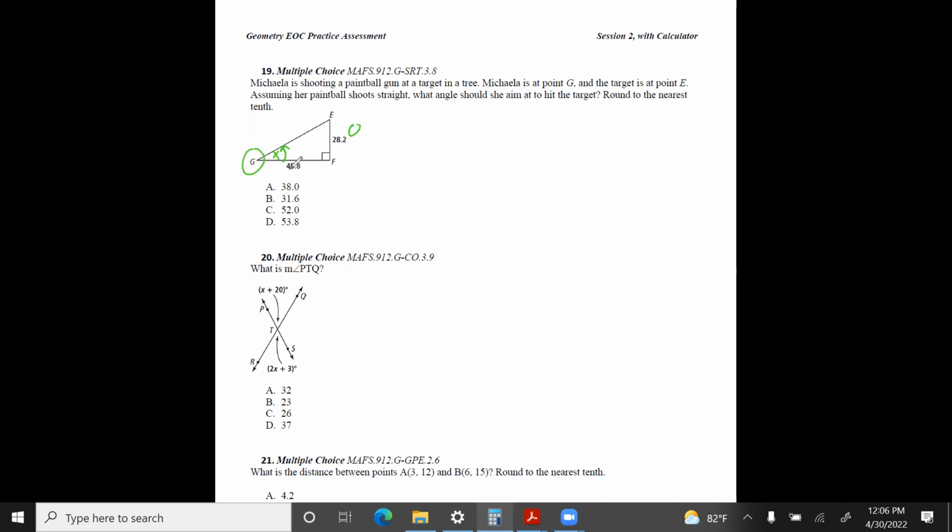So we have opposite and we have adjacent. Now, this is one of our trig ratios. Which one uses opposite and adjacent? Well, if you don't know them, write them out. They are in your reference sheet. Sine equals opposite over hypotenuse. Cosine equals adjacent over hypotenuse. And tangent equals opposite over adjacent. So opposite and adjacent, this is tangent. Tangent of our angle measure, which we don't know, we're calling X, equals the opposite, which was 28.2, over the adjacent, which was 45.8.